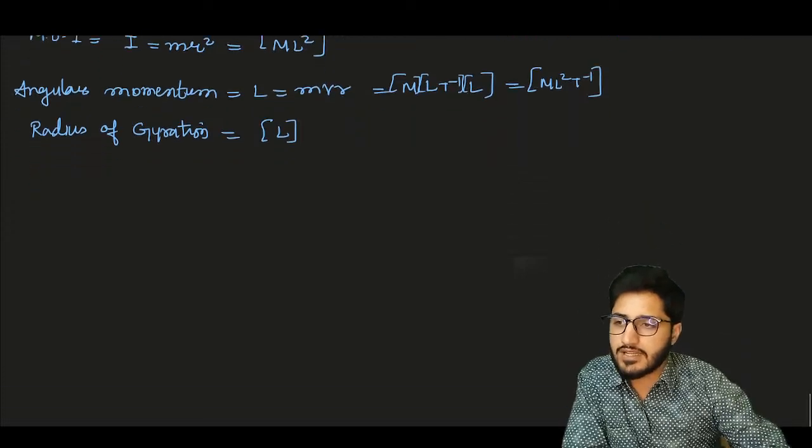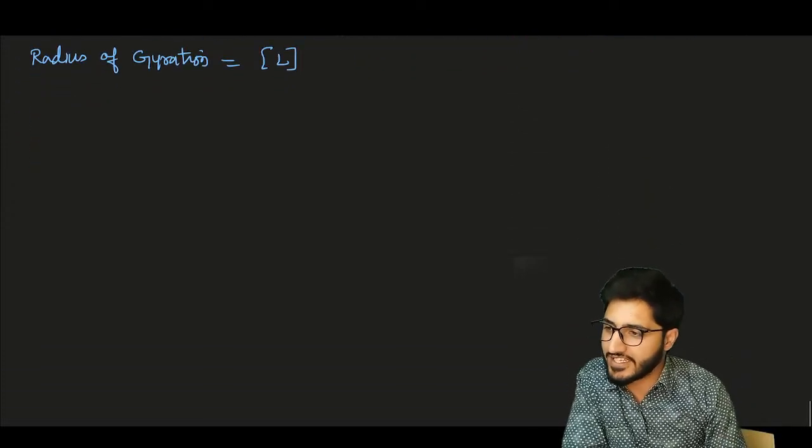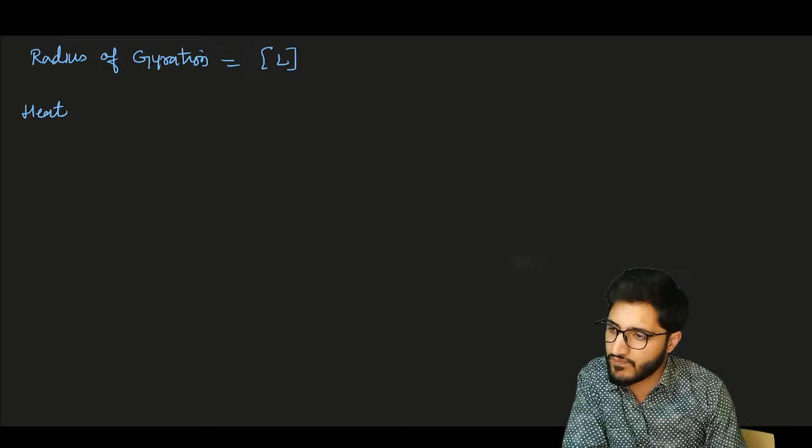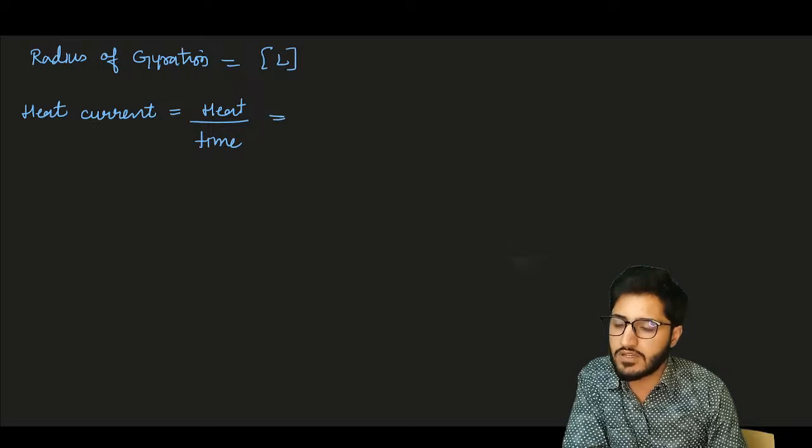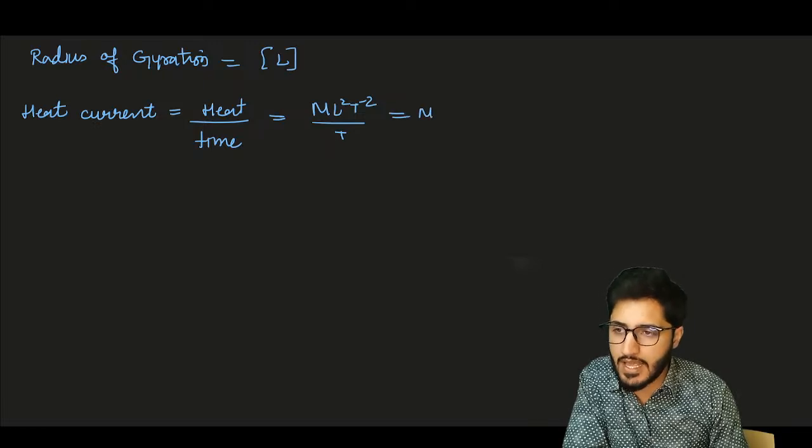We will start the thermal physics now. Now we are having heat current. I think heat current is heat by time. And heat is some form of energy. So it is ML2T^-2. Time is T. So you can write it as ML2T^-3.